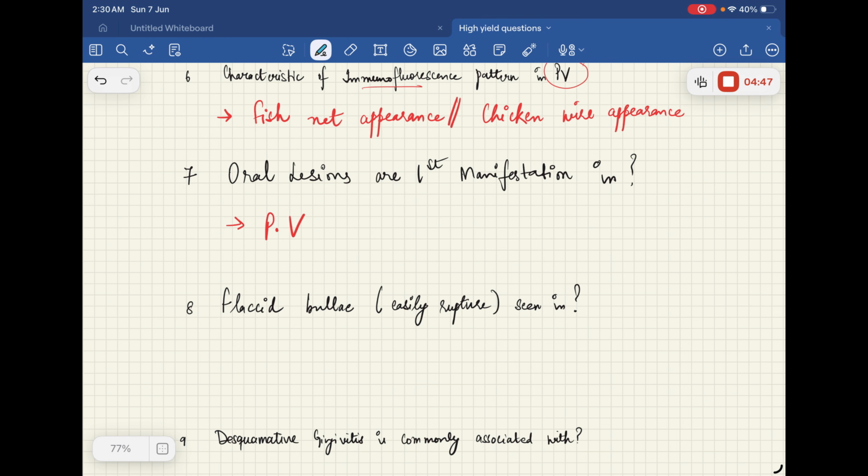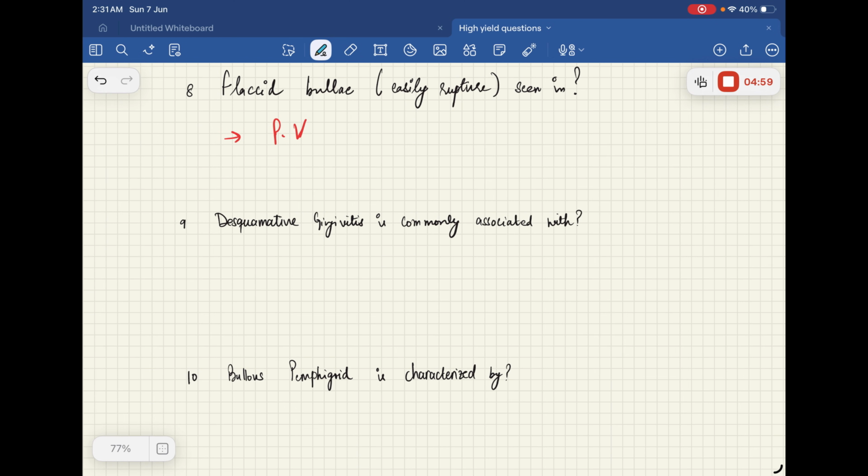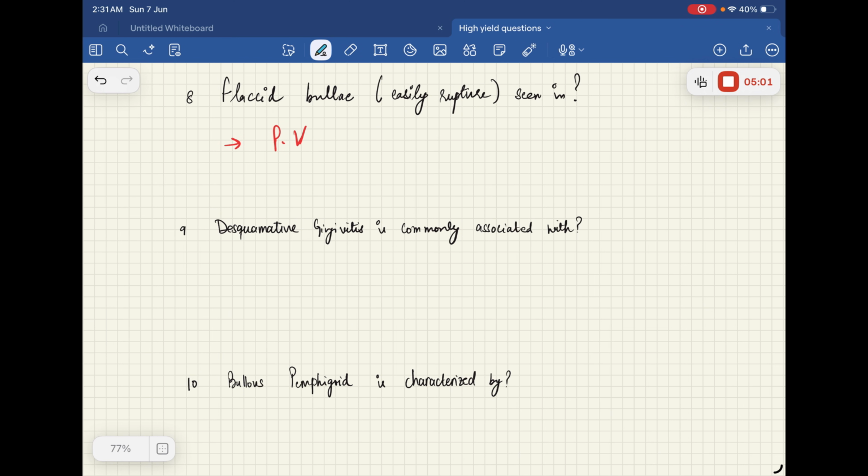Next question. Flaccid bulla, or the bullae or vesicles which can rupture easily, are seen in. Again, the answer is pemphigus vulgaris. Question 9. Desquamative gingivitis is commonly associated with. It is associated with the pemphigoid group. Pemphigoid.